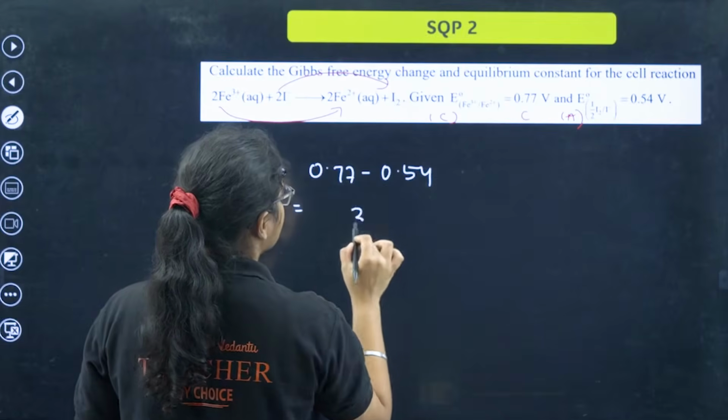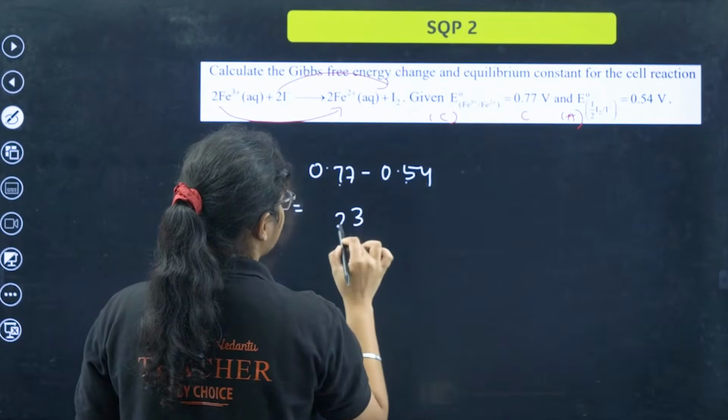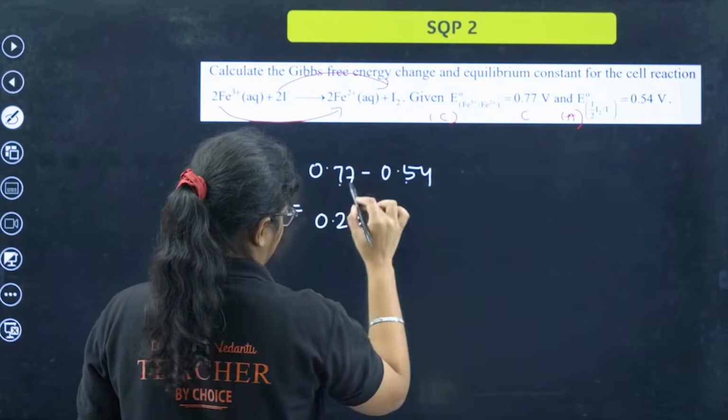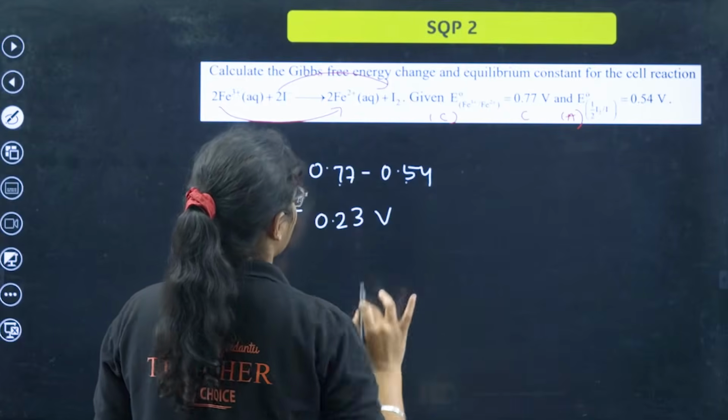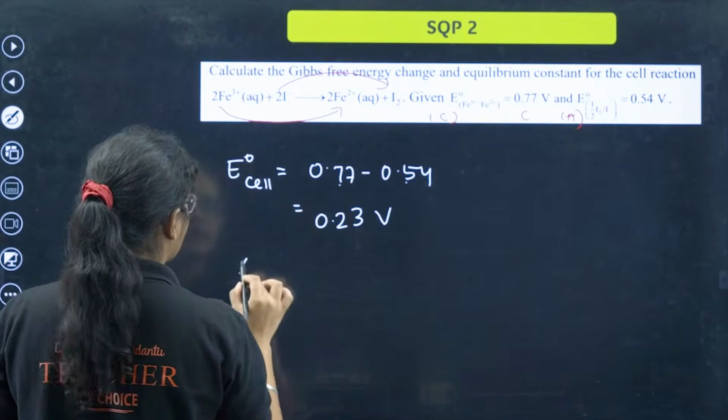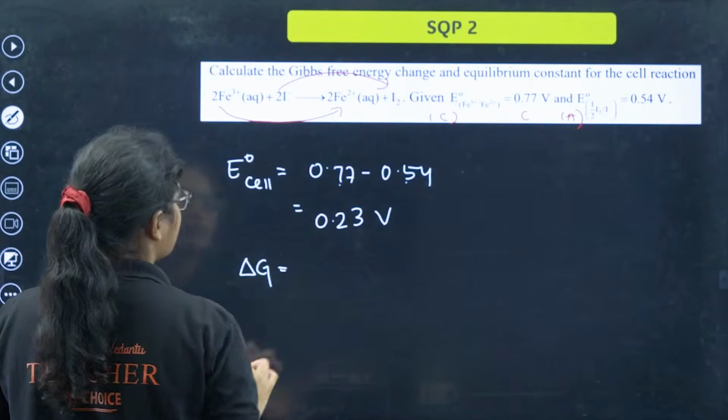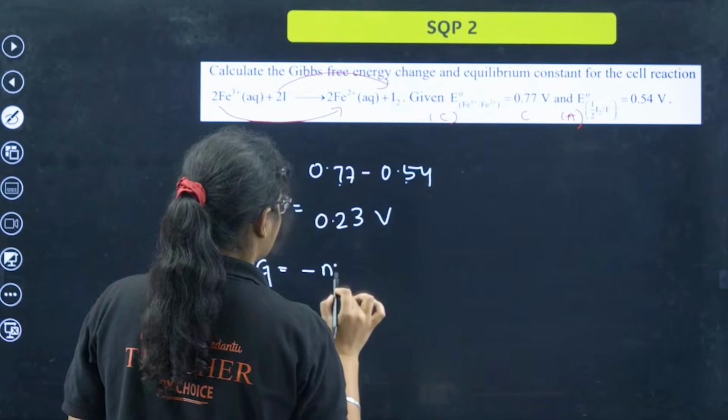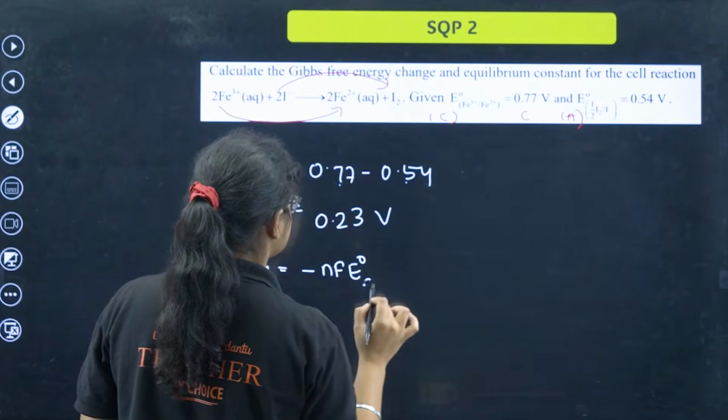So 7 minus 4, 3. Then I have 7 minus 5, 2. So I'll get 0.23 volt. E naught of the cell I got. Next I have to calculate delta G value. Okay, what is delta G formula? Minus NF E naught of the cell.